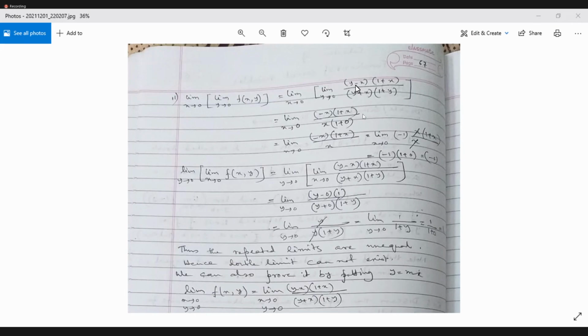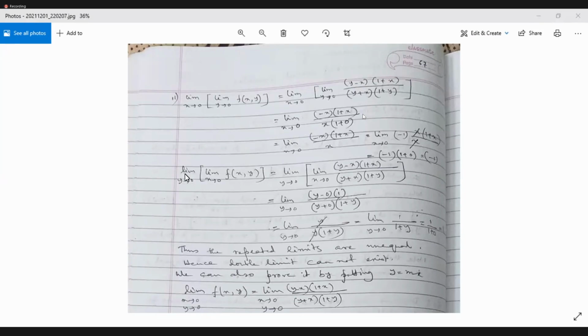So limit y tending to 0, y minus x, 1 plus x by y plus x into 1 plus y. So if you put y equal to 0, this will be minus x into 1 plus x by 0 plus x into 1. There's x into 1 minus x into 1 plus x. X cancels out. This is 1 plus x by 1, that is equal to 1 plus x with a negative sign. So now when x tends to 0, this is minus 1 into 1, that is equal to minus 1.